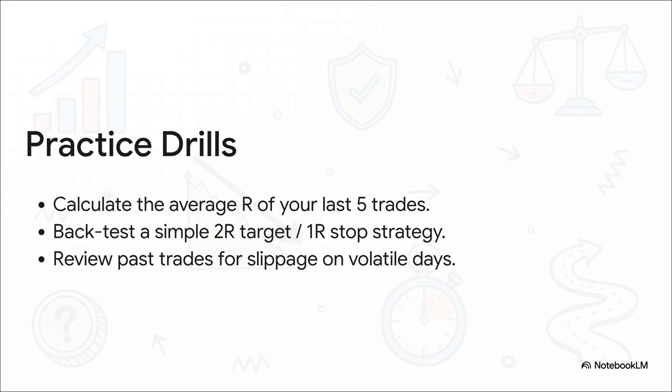Look, hearing about this stuff is one thing, but to really make it stick, you've got to practice. So, here are a few drills for you. Go back to your journal and calculate the R multiple for your last 5 trades. What was the average? Then try backtesting a simple strategy, where you always aim for 2R and risk 1R. And finally, go look at your losing trades on those crazy volatile days. Did you experience any slippage?